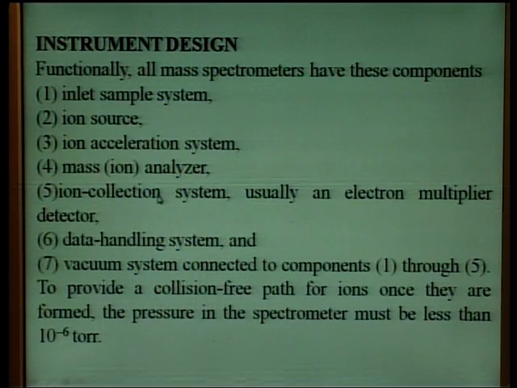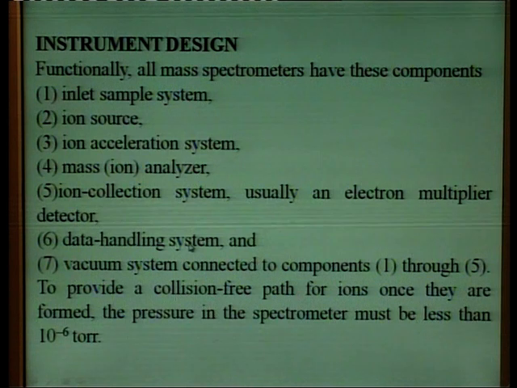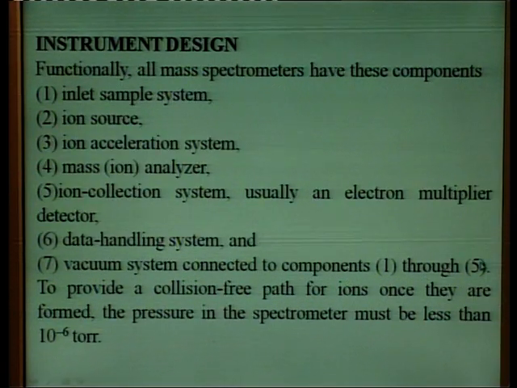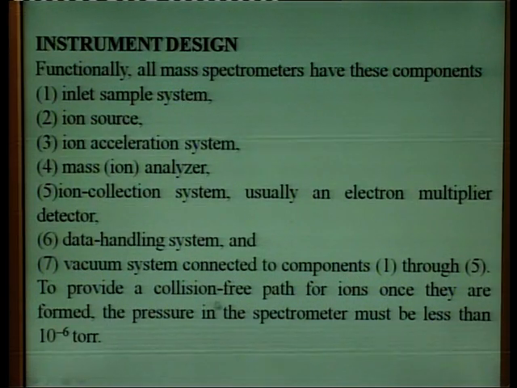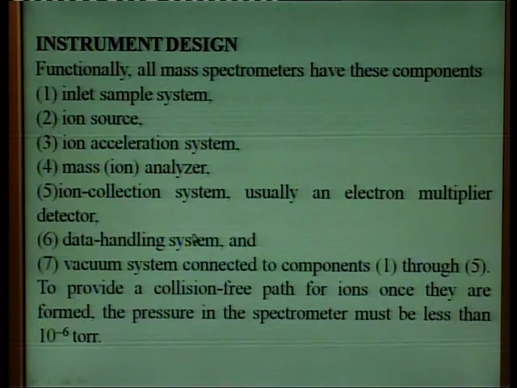And fifth, the ion collection system, which is then synchronized with the data handling system, which is normally a computer. And seventh, which is most important, is the vacuum, which is connected to components 1 to 5. A very low pressure is required so that the ions have a collision free path. They must not collide with other ions, and that is why the pressure in the spectrometer must be less than 10 to the power minus 6 torr.